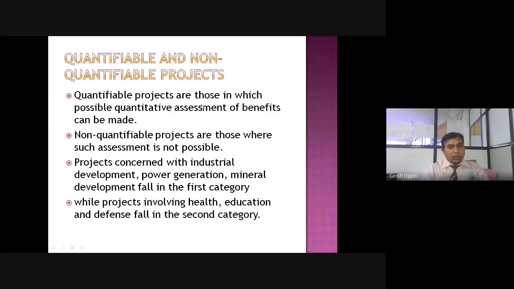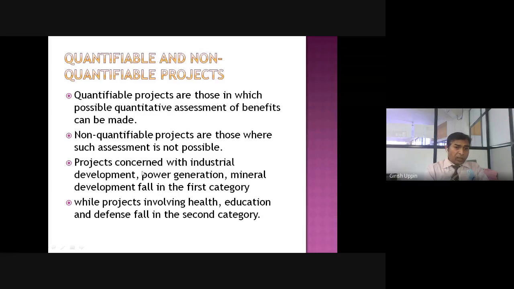Quantifiable projects are those in which quantitative assessments of benefits can be made. As I told, quantifiable projects are those where you can make a quantitative assessment, numbers. You can get some kind of numbers for whatever benefits are generated. Non-quantifiable projects are those where such assessment is not possible. So in non-quantifiable, we cannot put the benefit in terms of a number. Projects concerned with industrial development, power generation, and mineral development fall in the first category.